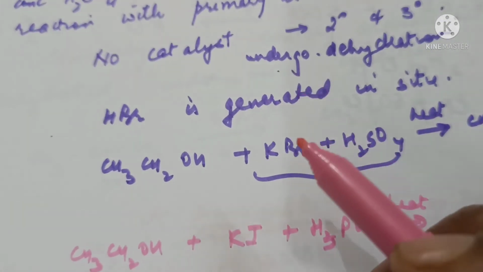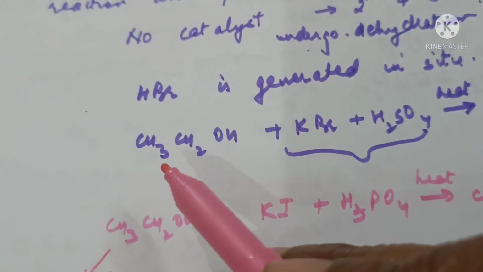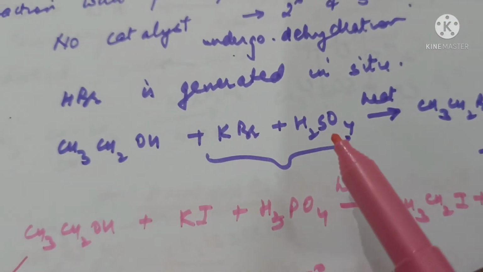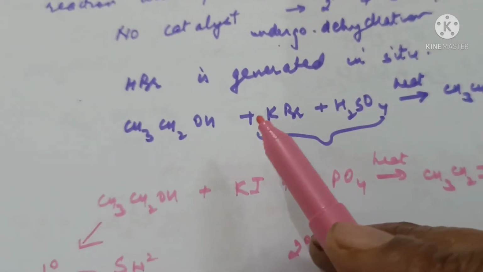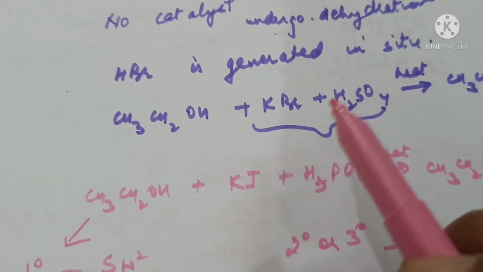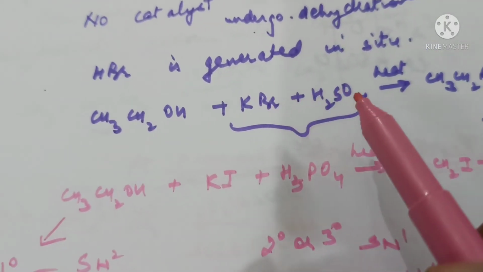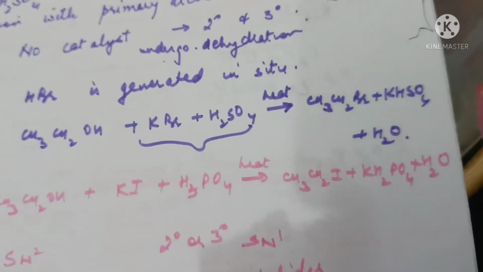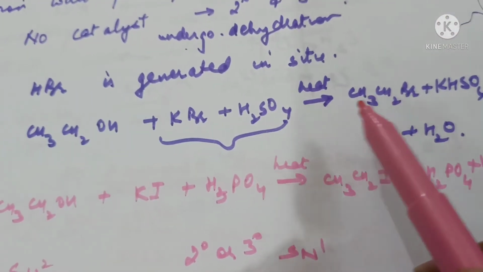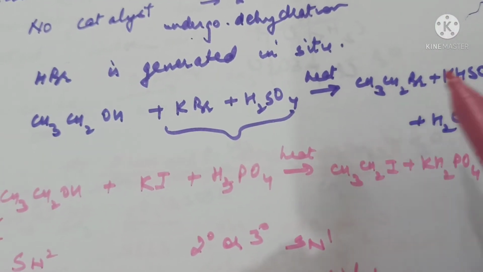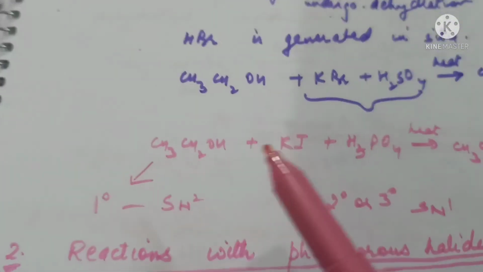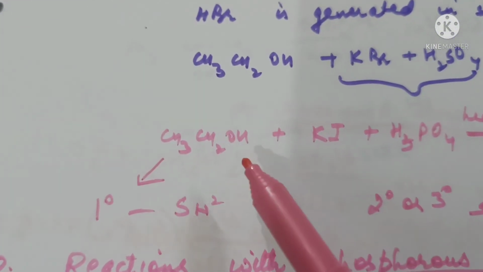HBr is unstable. So what we do is we react the alcohol with KBr and sulfuric acid and produce HBr in situ, which is called in situ preparation. So alcohol plus KBr plus sulfuric acid will form water and bromoalkane and KHSO4. This reacts to form HBr.